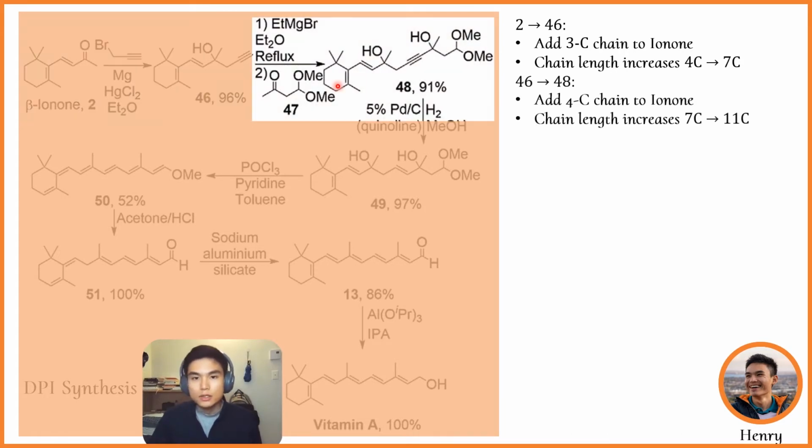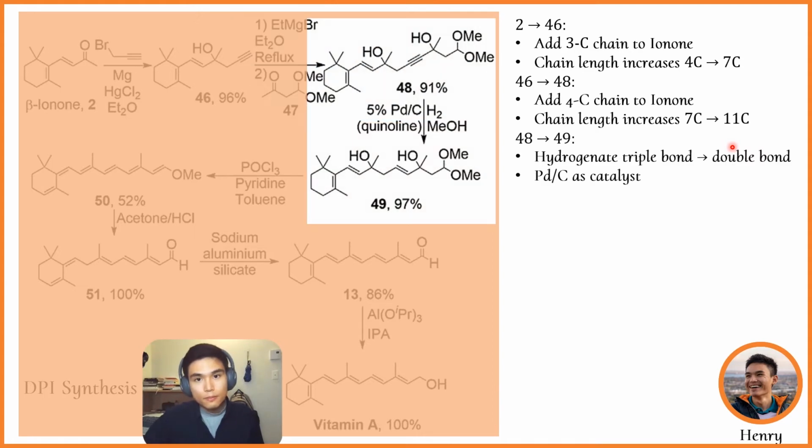The next reaction is also another chain addition. This time it's a 4 carbon, making it a total of 11 carbon chain. Then we have the hydrogenation of the triple bond into a double bond using palladium as a catalyst. Otherwise, the reaction is going to continue forward to make it a single bond, which is not what we want.